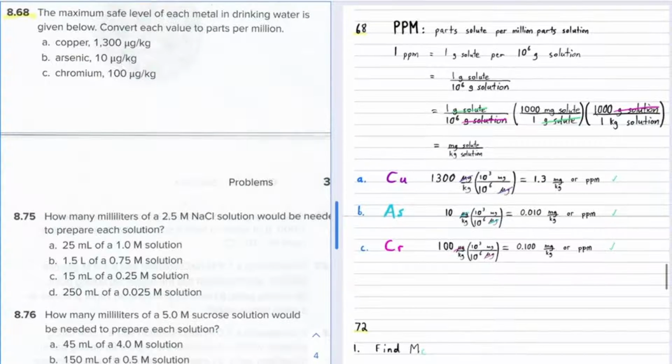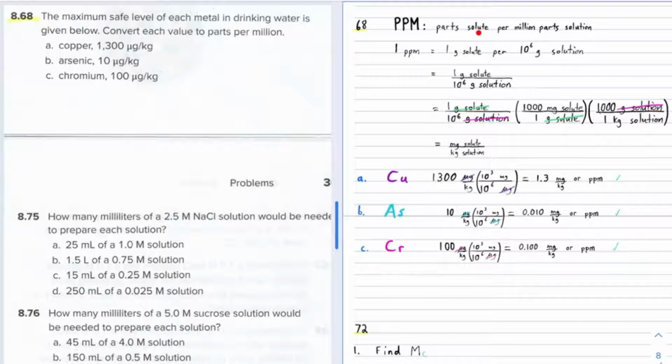ppm is parts solute per million parts solution, parts per million. What it means is, if you have a solution which is 1 ppm, there's 1 part solute for every million parts solution. So if it's ppm by mass, then it would be 1 gram of solute for every million grams of solution, or every 10 to the 6 grams of solution. So that's what ppm means, but a ppm is the same thing as a milligram per kilogram.